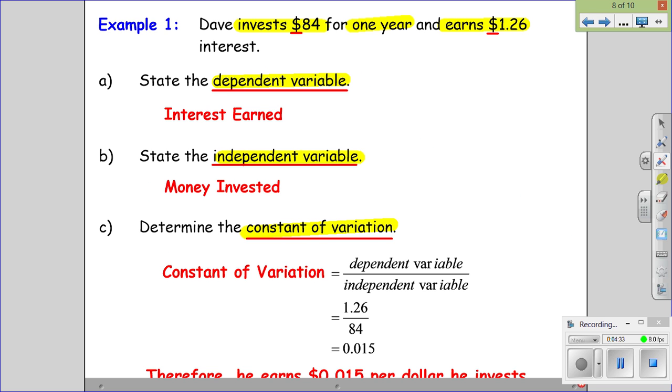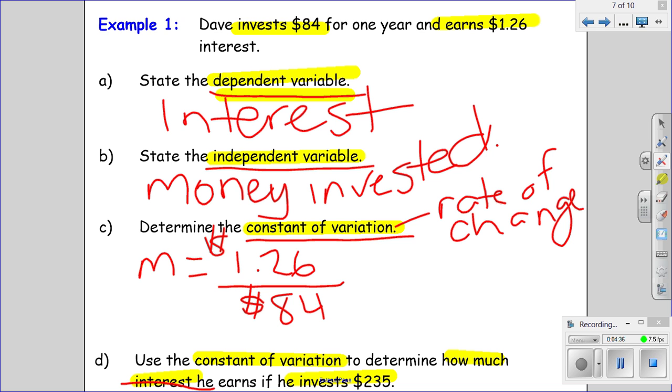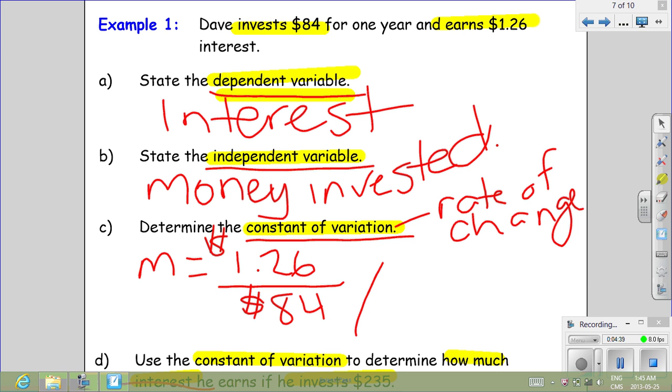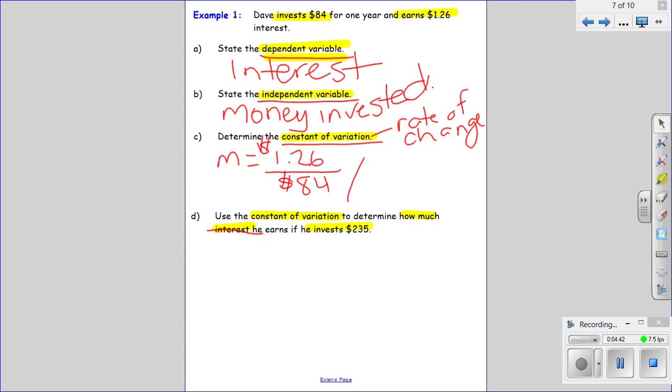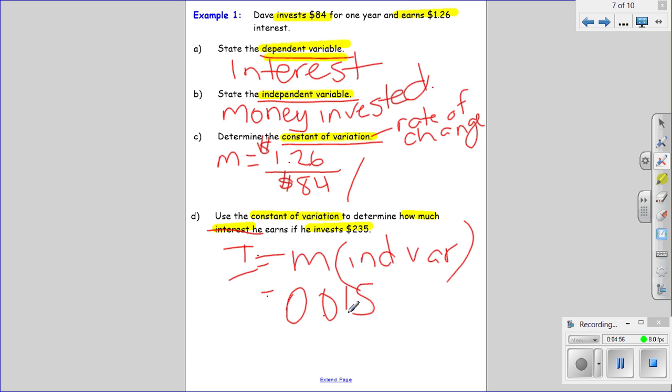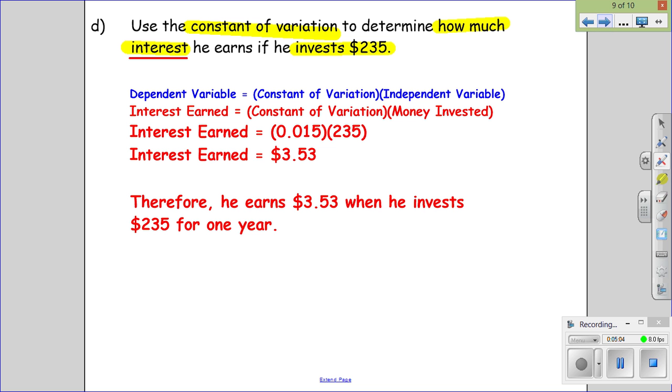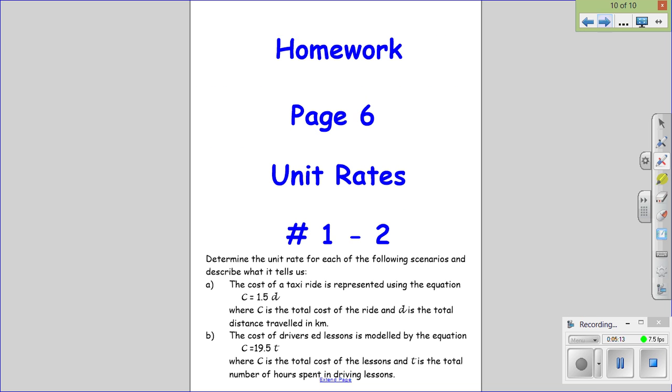How can I use that to determine how much money he earns if he invests $235? Well, remember, the interest is equal to the unit cost times the independent variable. So the unit cost is 0.015, and the independent variable is how much he invests, so that's $235. And we'll just flip a few screens forward. That ends up being $3.53. And don't forget, these are word problems. They do require sentence answers.